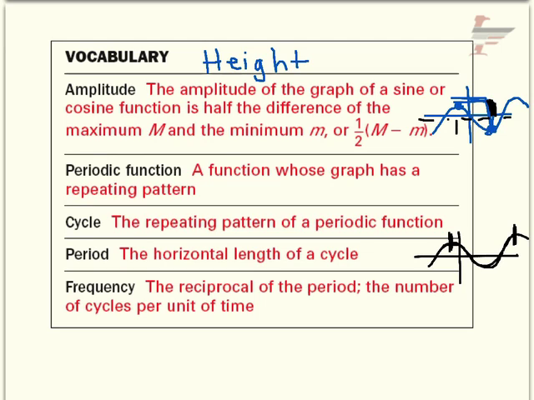And frequency is the reciprocal of the period. So if I know my period is 2 pi, frequency is 1 divided by 2 pi, so just the reciprocal of that. And that tells you the number of cycles per unit of time. So that means one cycle occurs in every 2 pi lengths of time, which is kind of a duh.